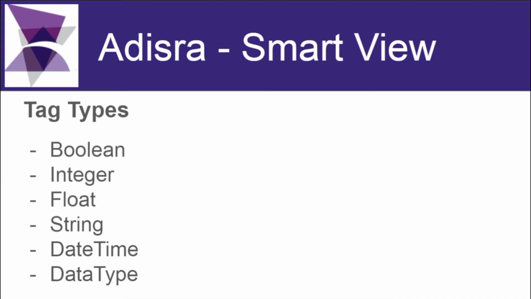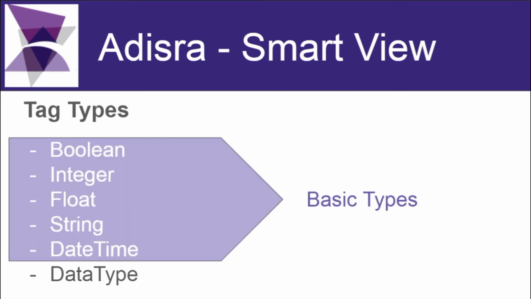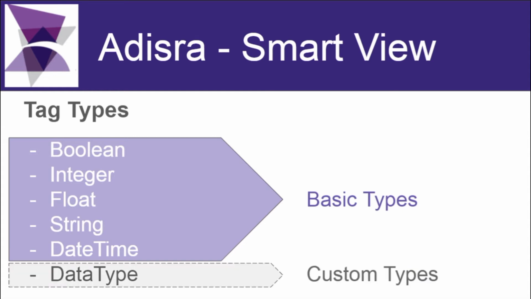Tags can have different types. It could be a boolean, an integer, a float, a string, a datetime, or maybe a data type. In this video, the focus will be on the basic types. For custom types, like the data type, you can check the specific video. With this brief information, we can take a look now at the SmartView and how we can create tags. Let's go.